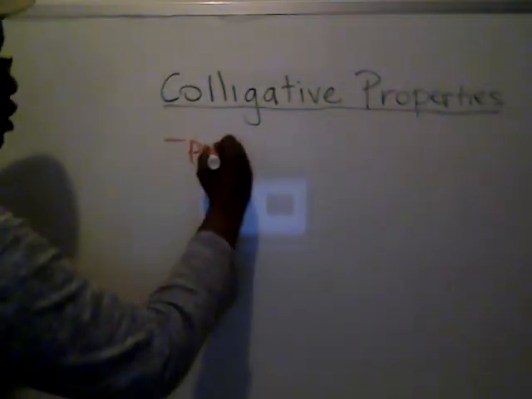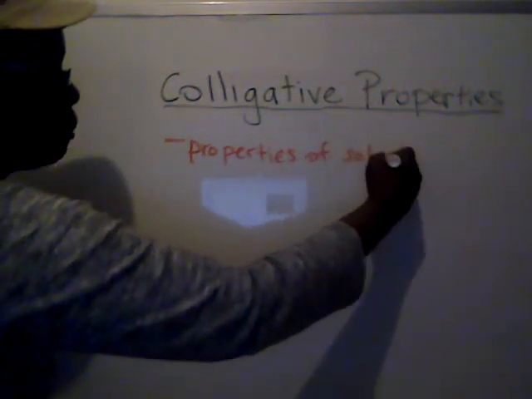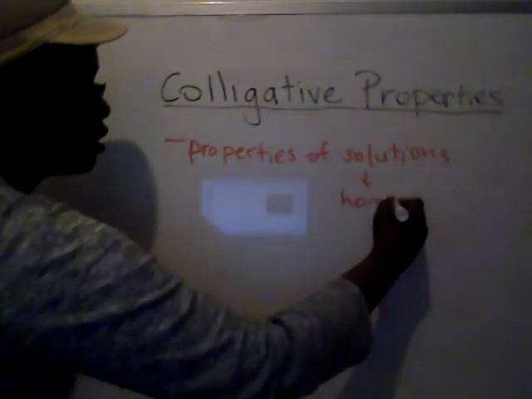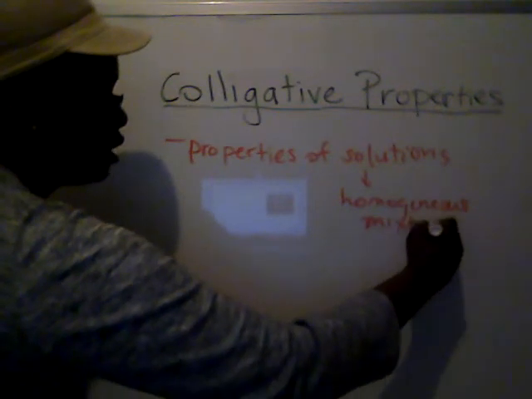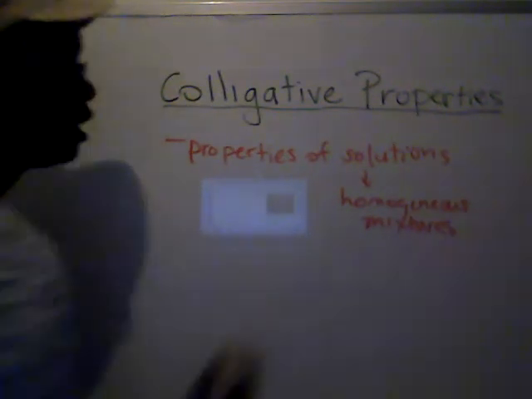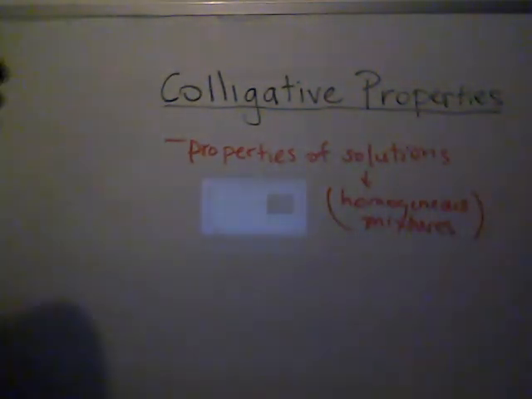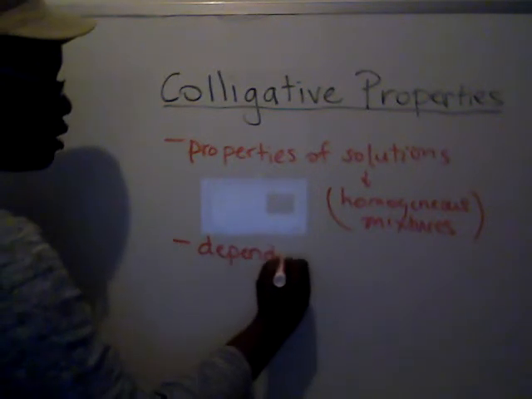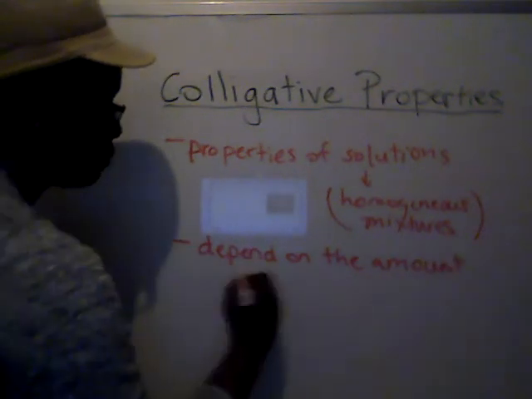The first is that these are properties of mixtures, and to be more specific, these are properties of solutions. And remember, we said solutions are homogeneous mixtures. So homogeneous and solutions mean the same thing. Colligative properties are properties of solutions. They also depend on the amount of solute in the mixture.